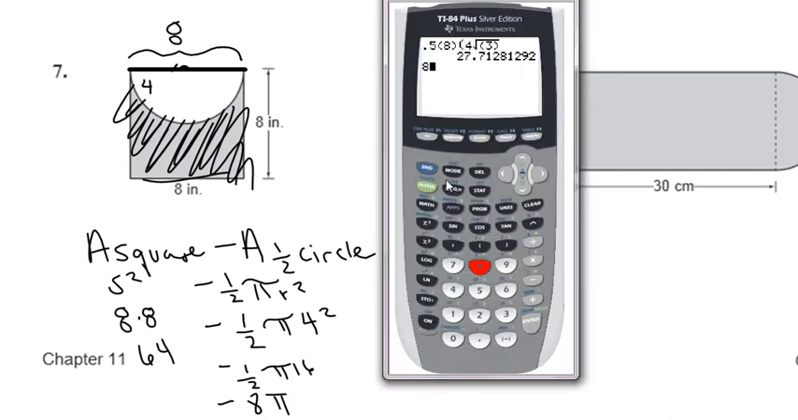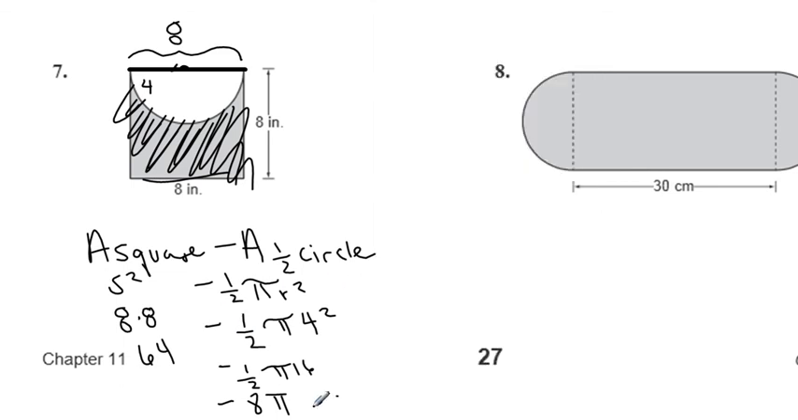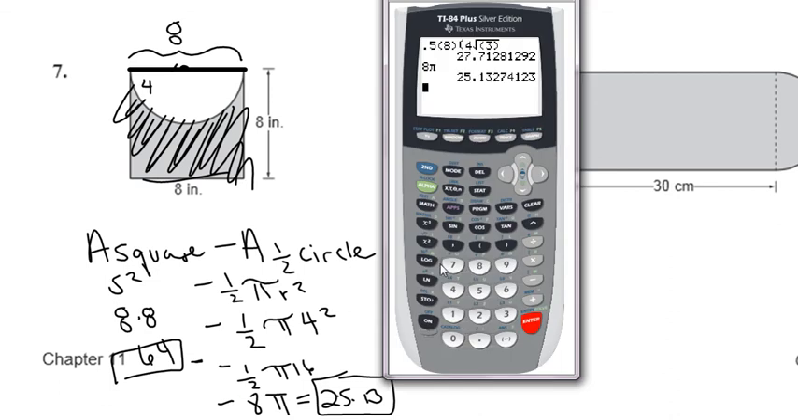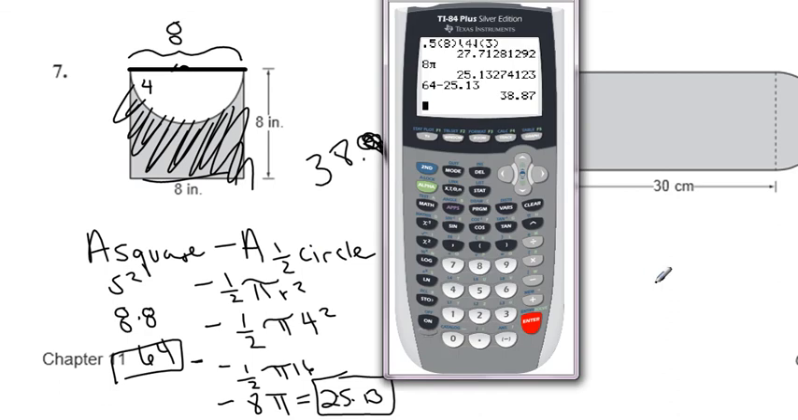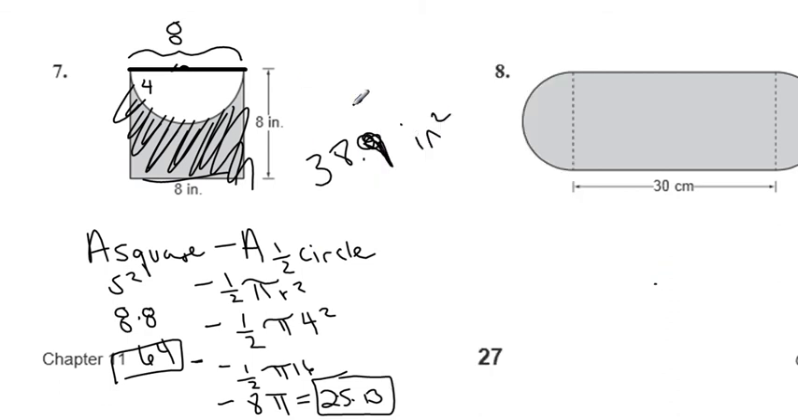which is equivalent to 25.13. So we're going to take our 64 and subtract the 25.13 to get our total area. Which is a total area of 38.9 if we're doing to the nearest tenths place. And that's inches squared.